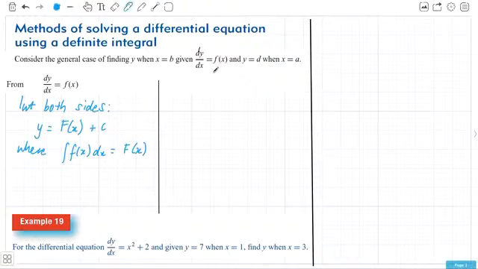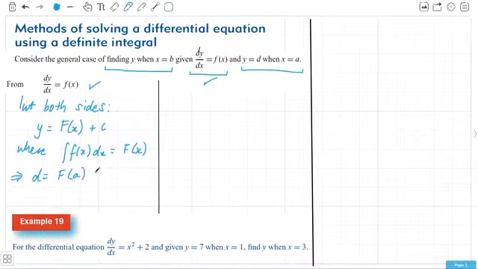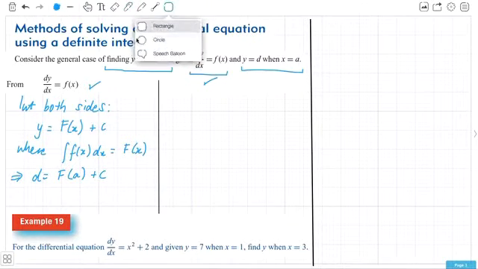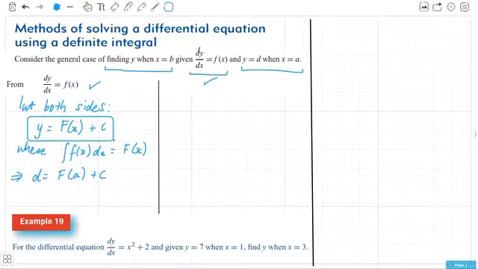Now what we want to do is look at the conditions that we have. This is the general case where we have our differential equation given, and we're given a point, x equals a, y equals d, and then we're asked to find y when x equals a particular value b. So first thing, we've done that. We're going to use this condition now, y equals d when x equals a. All we've done is take this equation that's got the box around it and substitute x equals a and y equals d into that.